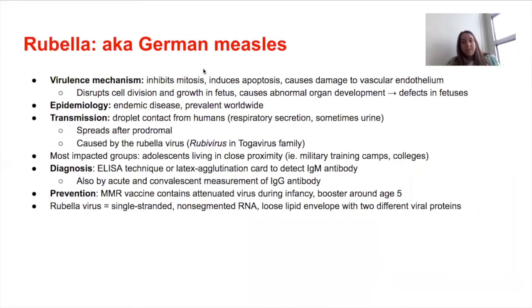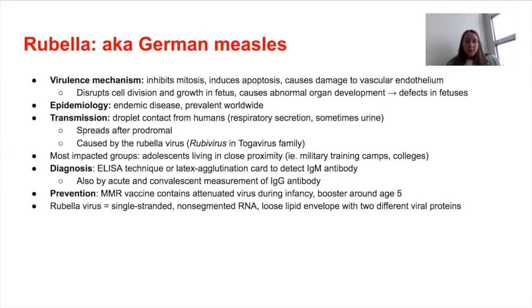The virulence mechanism, the virus inhibits mitosis and induces apoptosis, causing damage to vascular endothelium. And it disrupts cell division and growth in the fetus. Basically, that's what it means by inhibiting mitosis. And because in the fetus, mitosis is such a critical thing to occur, it causes abnormal organ development and can lead to the severe defects in fetuses that we see.